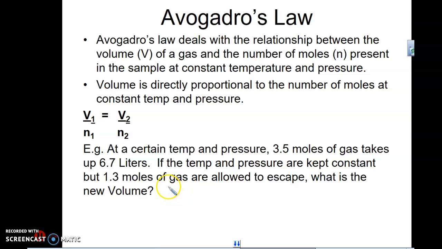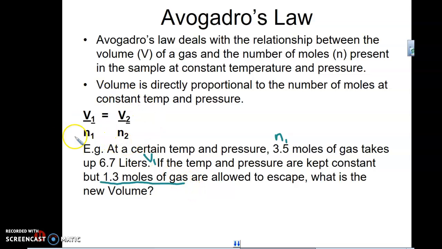So if we wanted to take a quick look at this, let's say that we have a certain temperature and pressure. We have 3.5 moles of gas and it occupies 6.7 liters, so that's our V1, and that's our moles 1. And we're going to keep that temperature and pressure constant by reducing the volume, of course, and we're going to do that because we're going to allow 1.3 moles of gas to escape, and the new volume is going to go down to keep that temperature and pressure constant.